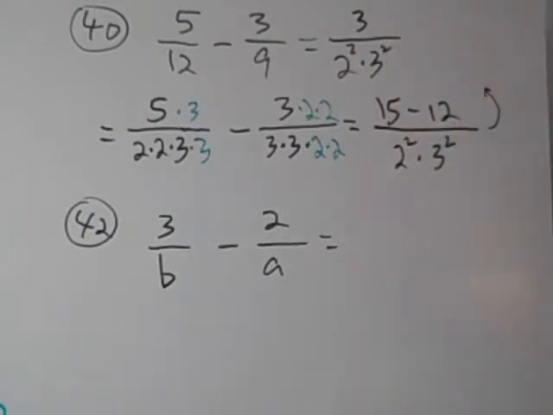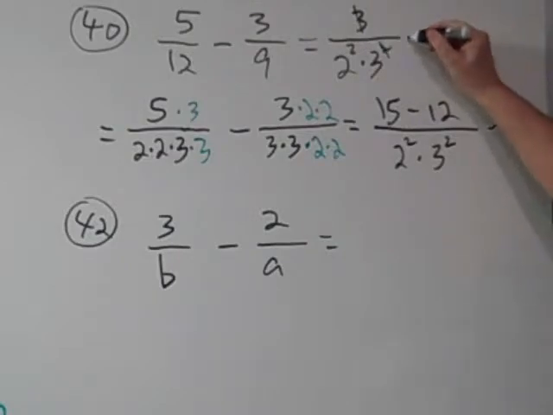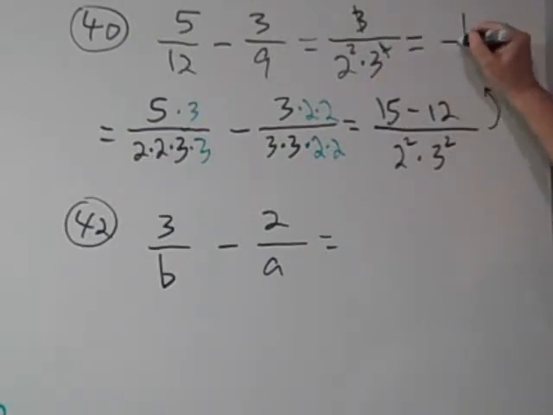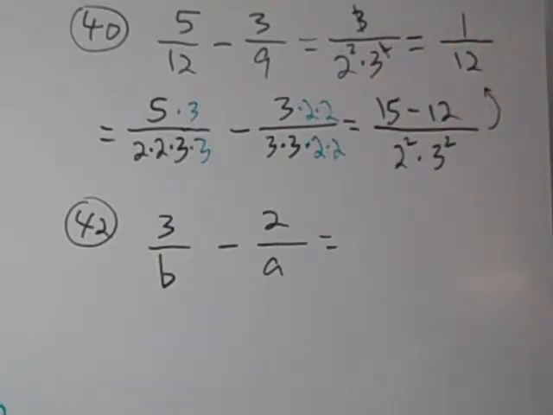And then notice one of those 3's cancels out. This 3 cancels with one of those 2 3's, so we're finally left with 1 divided by 2 squared, which is 4 times 3, is 12. So my final answer for this one is 1/12. 1 divided by 12.